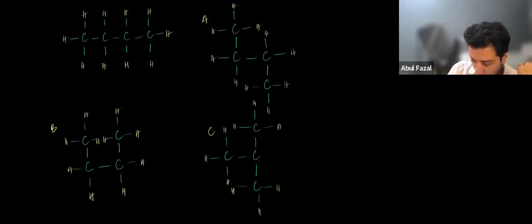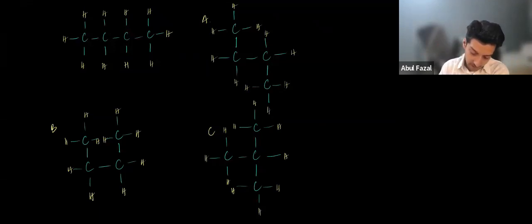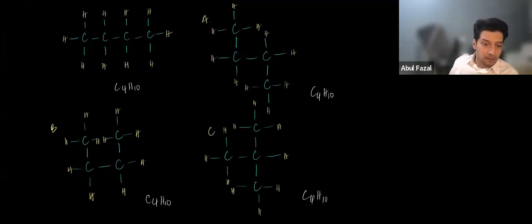Bear in mind, they're all C4H10. These are all C4H10. If you haven't picked it up, इसके 4 कार्बन्स हैं, इसके 10 हैं. इसके भी 4 कार्बन्स हैं, 10 हाइड्रोजन्स हैं. इसके भी, इसके भी. So which of these, one of them is not butane? ठीक है. And let's think about it.